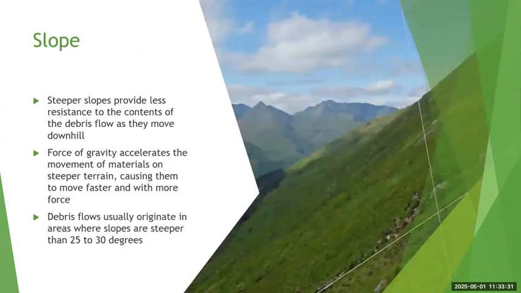Take a look at slope. So the steeper the slope, the easier a debris flow starts. They provide less resistance to the contents of the debris flow as they move down the hill. And the force of gravity really accelerates that movement of the materials flowing down. And debris flows usually originate in areas where slopes are steeper than 25 to 30 degrees.